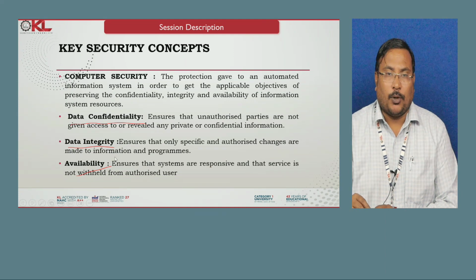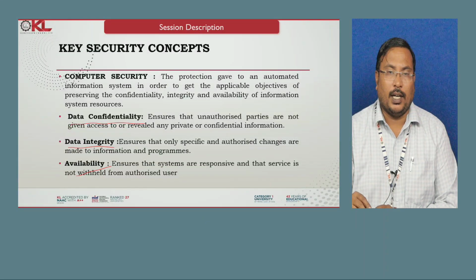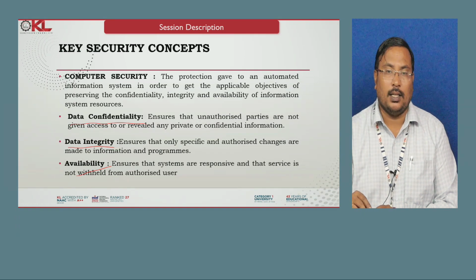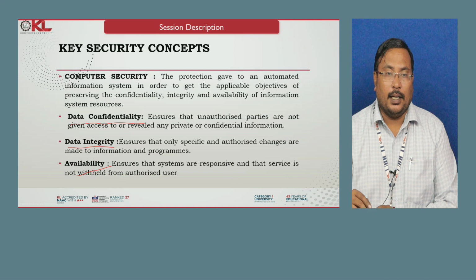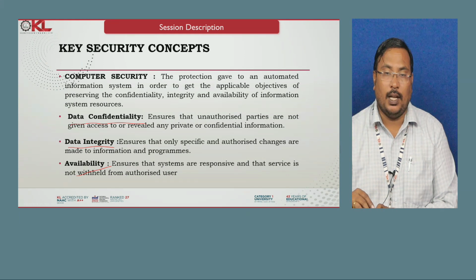Computer security is the protection given to an automated information system in order to meet the applicable objectives of confidentiality, integrity and availability of the information resources. What is meant by confidentiality? It ensures that unauthorized parties are not given access to confidential information. Data integrity ensures that only specific and authorized changes are made to the information and programs. Availability ensures that systems are responsive and that service is not withheld from users.